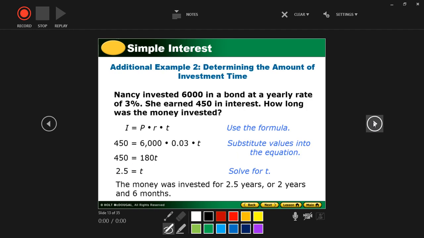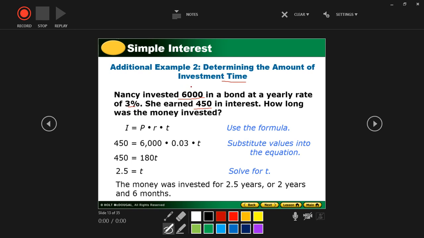Okay. So kung kaina, we looked for the simple interest. This time, atong pangitaon si time. Pila ka years man bayran or pila ka years man i-invest. So in this example, we have Nancy invested 6,000 in a bond at a yearly rate of 3%. She earned 450 in interest. How long was the money invested?